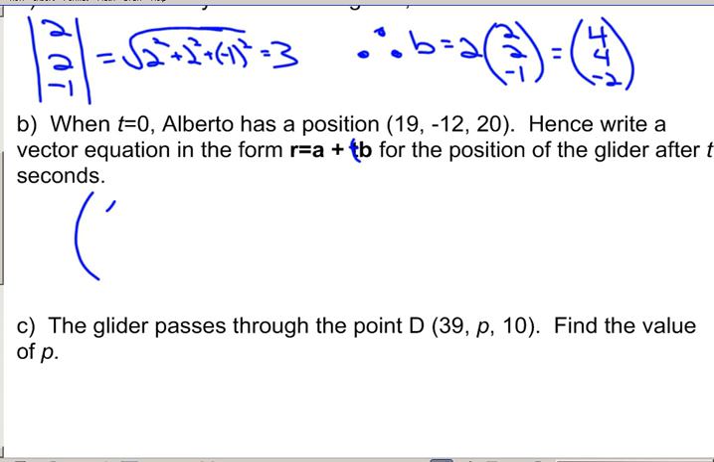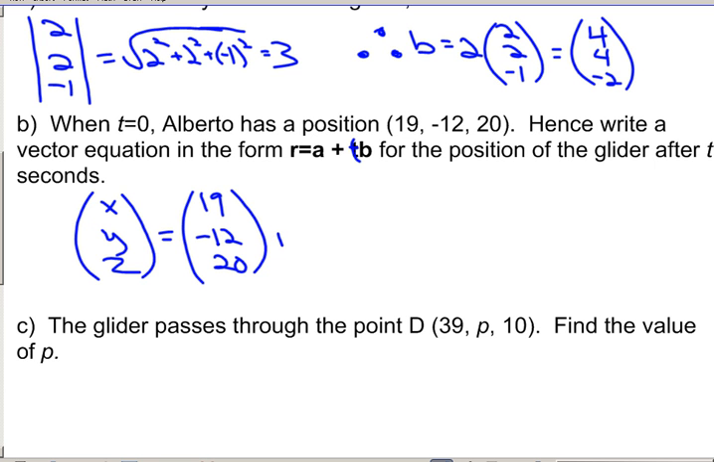So all we want to know is, where is Alberto after t seconds? He starts off at the initial point, 19, negative 12, 20. So that's going to be the first vector that I write down, plus t times his velocity vector, which we just found was 4, 4, negative 2. So this is the initial point, and this is the velocity vector.